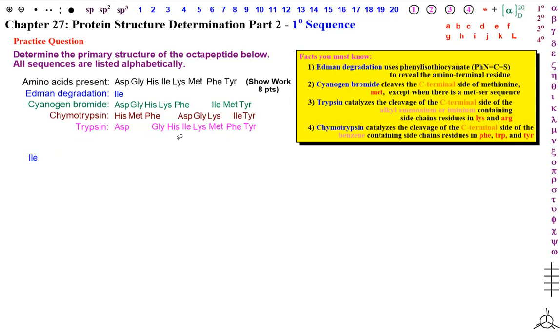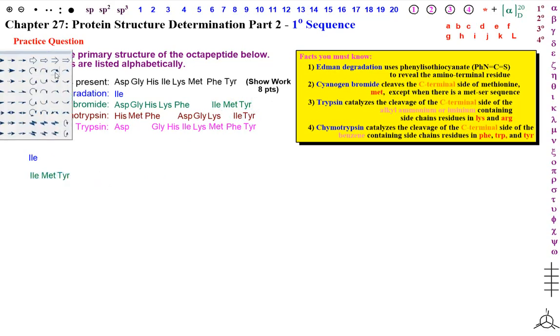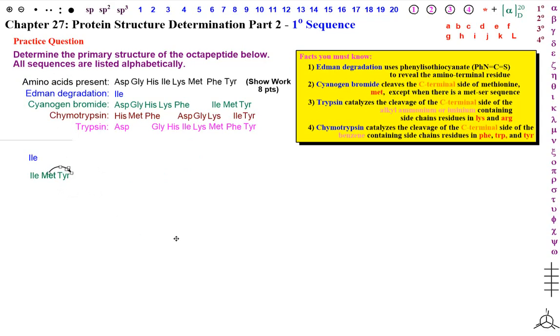Cyanogen bromide provides some interesting information that includes isoleucine. Cyanogen bromide has methionine at the end of this triad, so we know the first 3 amino acids have to be in this order. Cyanogen bromide clips everything to the right of methionine, so anything with methionine has to precede methionine. There we go, 3 out of 5. We're doing okay.